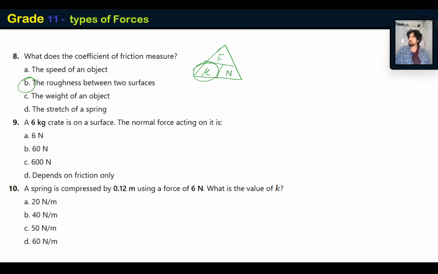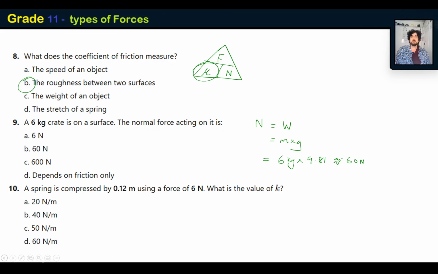What else do we have over here? A 6 kilogram crate is on a surface. The normal force acting on it is what? Remember, normal force is equivalent to weight force, which is equivalent to mass times gravity. And so since we have 6 kilograms, you multiply that by 9.81, which is acceleration due to gravity, and that gives you approximately 60 newtons.